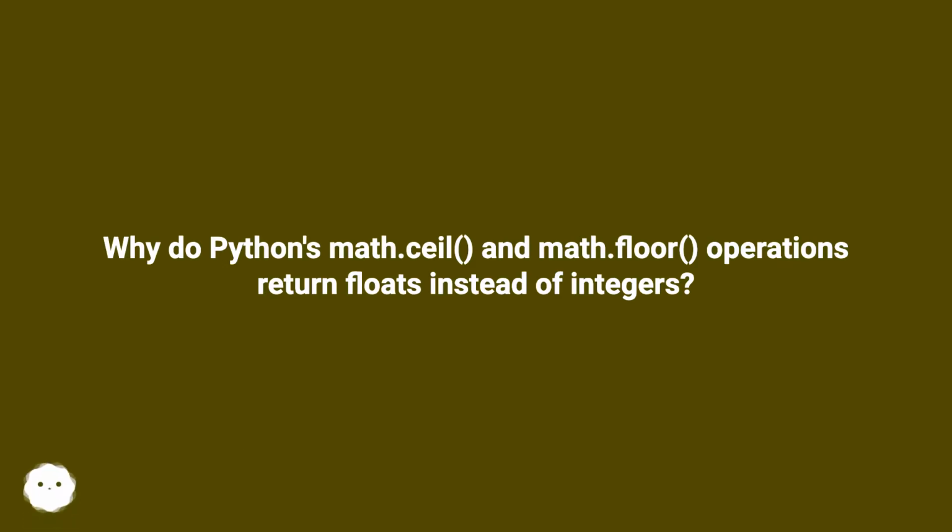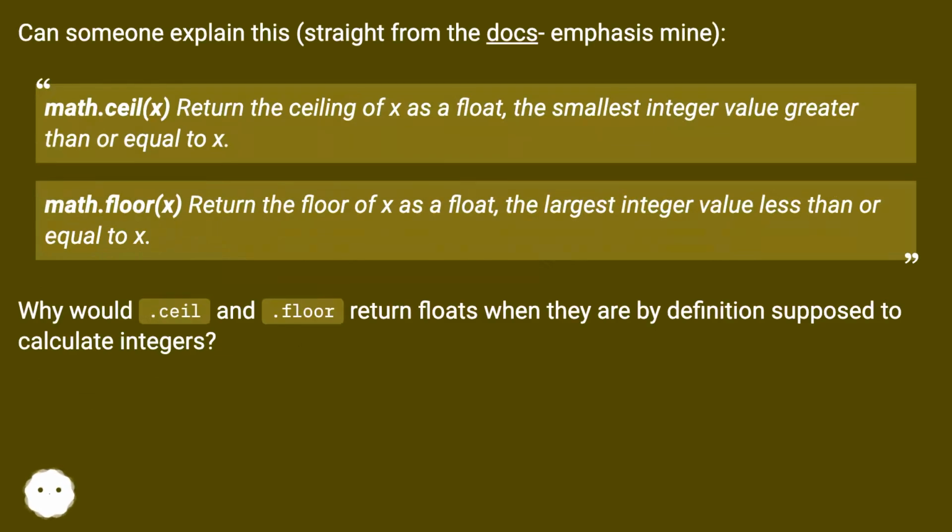Why do Python's math.ceil and math.floor operations return floats instead of integers? Can someone explain this straight from the docs, emphasis mine? math.ceil(x): return the ceiling of x as a float, the smallest integer value greater than or equal to x. math.floor(x): return the floor of x as a float, the largest integer value less than or equal to x. Why would ceil and floor return floats when they are by definition supposed to calculate integers?